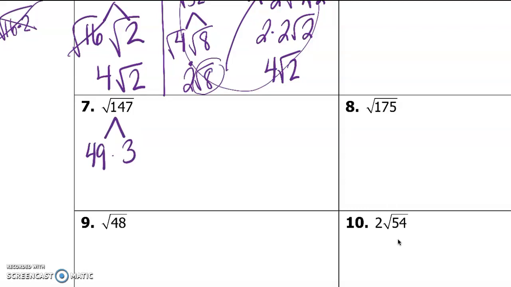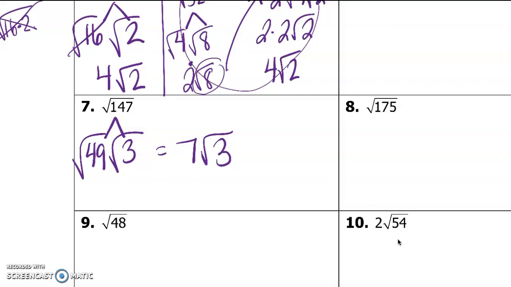So that's all it is, just trying to find which number on the right-hand side of your list goes into the number underneath the square root. So 49 and 3, square root signs around both of them. Your final answer then is 7 square root of 3.